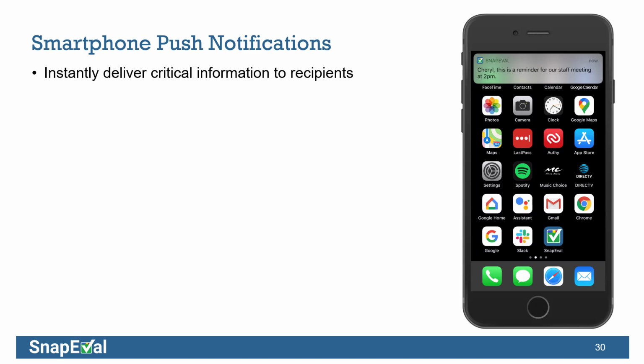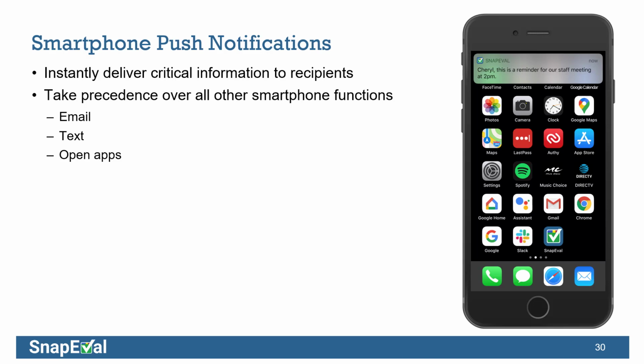It may not present it to you in the moment, but those push notifications will be on the phone for you to see the next time you look for them. As I said, they take precedence over all other smartphone functions, such as email, text, and any apps that you have open, except for the SnapEval application itself. If you have the SnapEval app open, you're not going to receive the push notification. But we send the push notification to you also in the context of an email. So you will see that content. It won't miss you in its entirety. But the way these smartphones work is if you actually have the app open in the foreground, you do not receive a push notification related to that particular application.